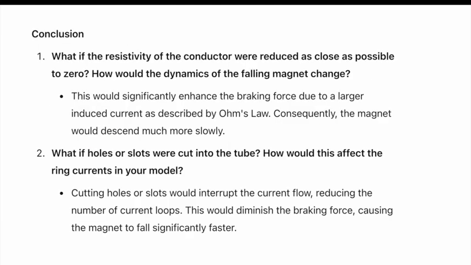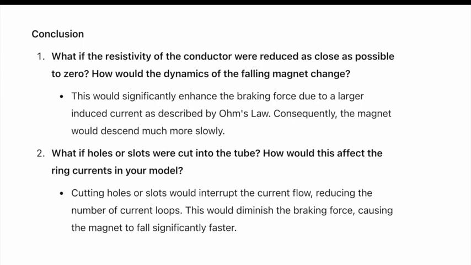So a little conclusion are what if questions. What if the resistivity of the conductor was reduced as close as possible to 0? How would the dynamics of the falling magnet change? So I think this would significantly enhance the braking force due to a larger induced current as described by Ohm's law, and as a result the magnet would descend more slowly, I think.